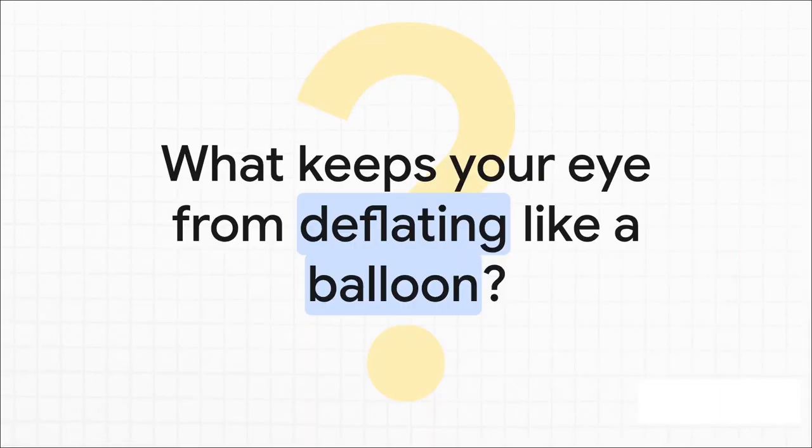It's a funny question, isn't it? But really think about it. Your eye isn't a solid ball. It holds its round shape because it's constantly inflated, not with air, but with a special fluid. And it's the pressure from that fluid that keeps your whole visual system online.